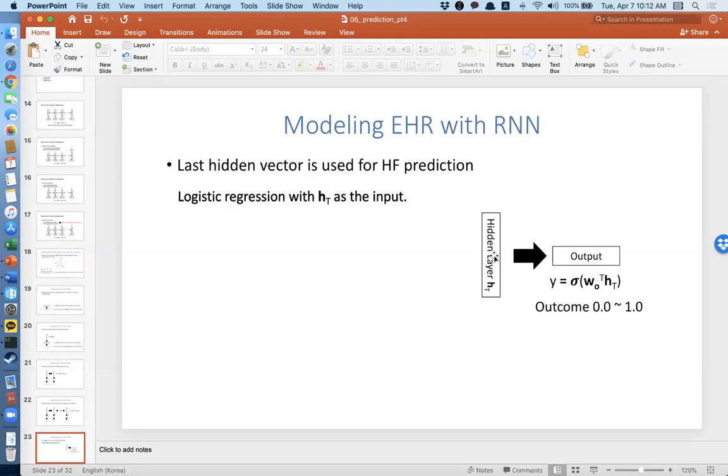And then you can feed that into your logistic regression, basically. So your WO is just your parameter for the output function, or logistic regression function. So HT times WO gone through sigmoid function, then the outcome will be between 0 and 1.0. So 0 meaning no, this patient will not have heart failure. 1 meaning yes, this patient will have heart failure.